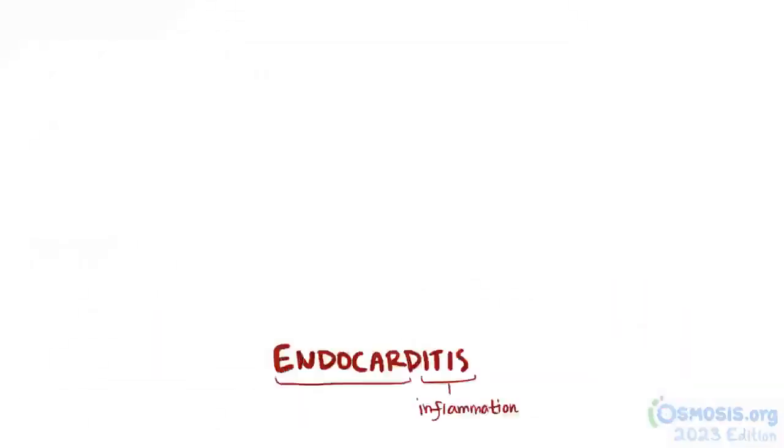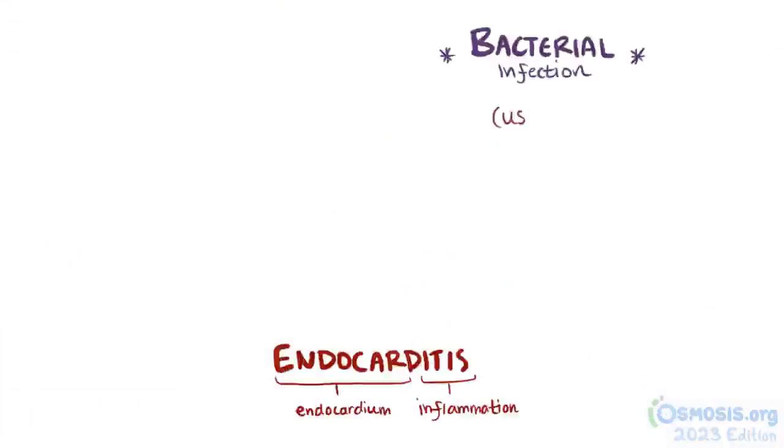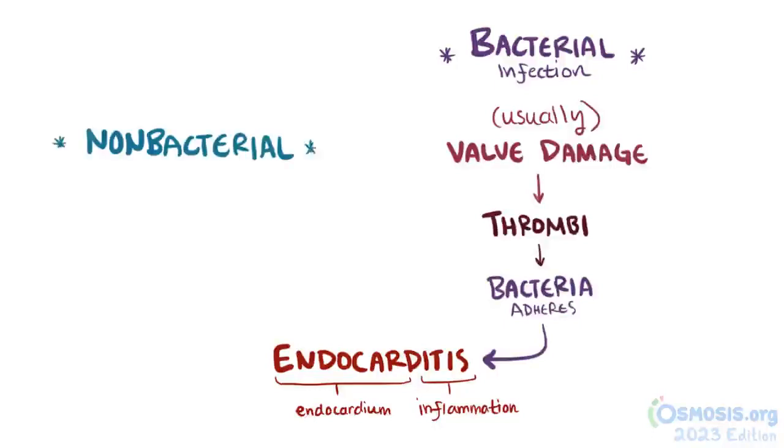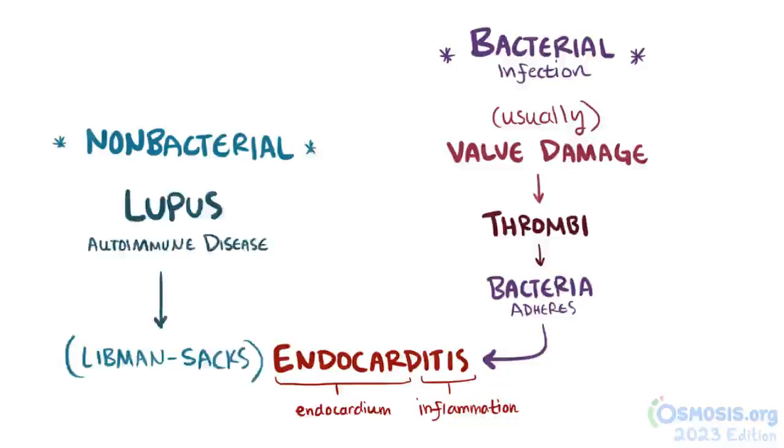Alright, as a quick recap, endocarditis, or inflammation of the endocardium, typically develops from bacterial infection. Usually in this case, there's first some damage or injury to the heart valves, which leads to thrombi, which serves as a place for bacteria to adhere to and cause inflammation. Sometimes, though, it can be non-bacterial. One example being Liebman-Sachs endocarditis, which is associated with lupus, an autoimmune disease.